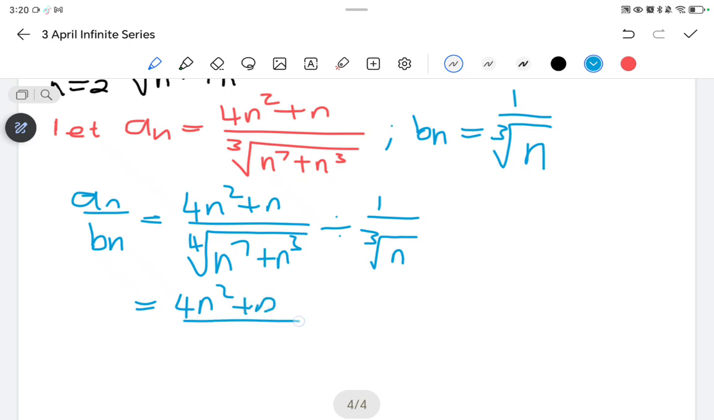So I'm going to solve this. Is it 3? It's 3, it's not 4, right?